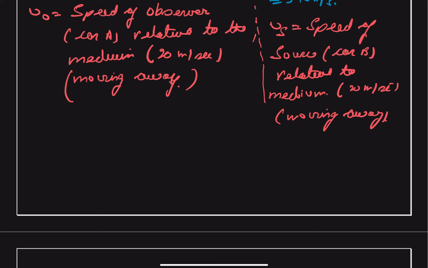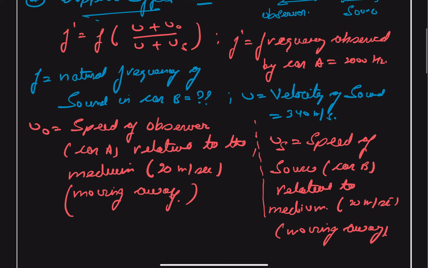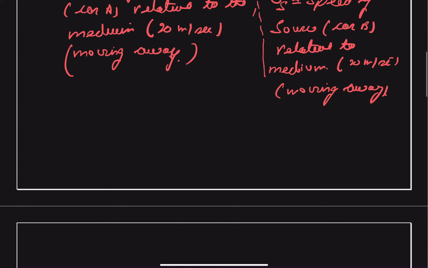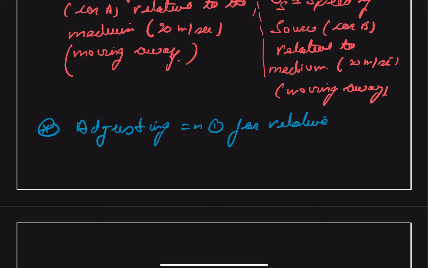Now we are going to adjust this equation, let us call this equation number 1, according to their relative motion. So we say adjusting equation 1 for relative motion.